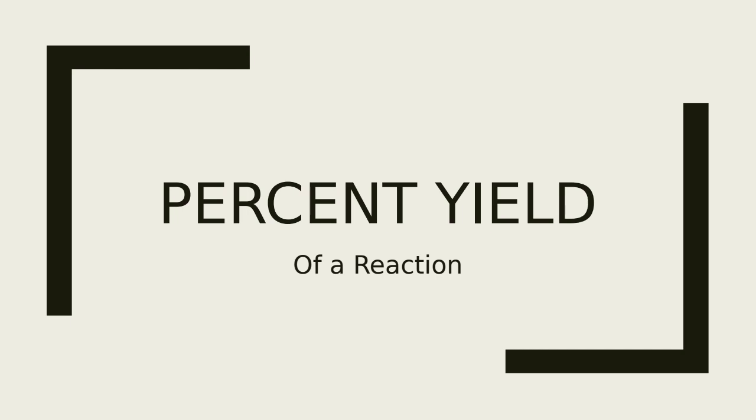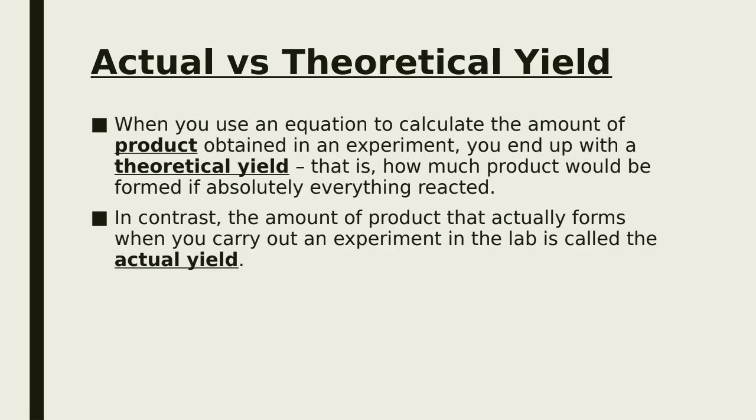Today's lesson is going to focus on percentage yield of a chemical reaction. The percent yield looks at two values that we use when we are carrying out chemical reactions. So there is an actual yield and a theoretical yield, and you need to know the difference between these two terms. So when you have a chemical equation or a chemical reaction, and you are calculating the amount of product using stoichiometry, this is what we refer to as the theoretical yield.